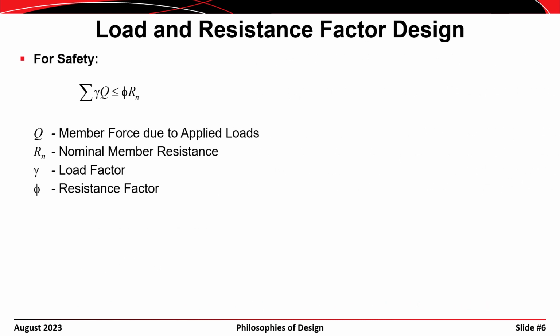Finally, we get to the load and resistance factor design philosophy. And for safety, the equation is the sum of gamma times Q must be less than or equal to phi times R sub n, where Q is a member force due to the applied loads, gamma is a load factor, R sub n is the nominal member resistance, and phi is a resistance factor.